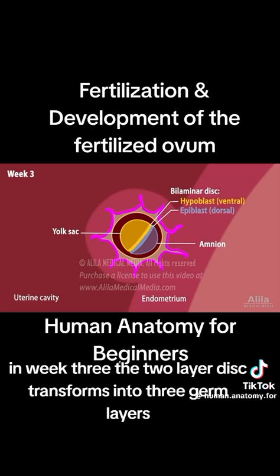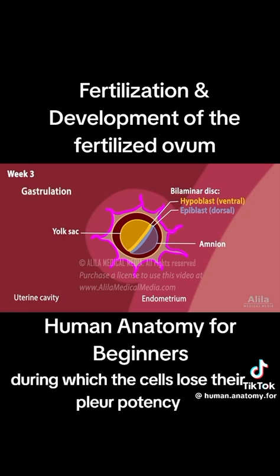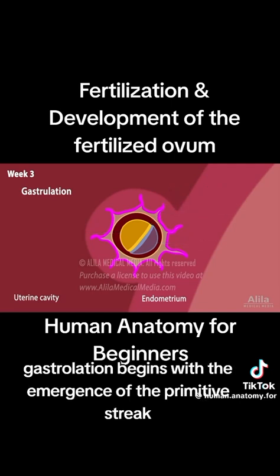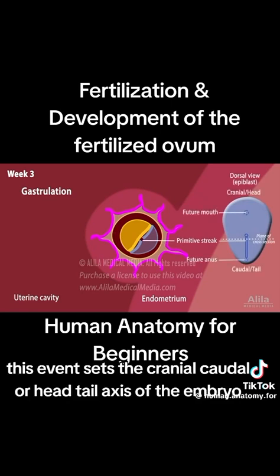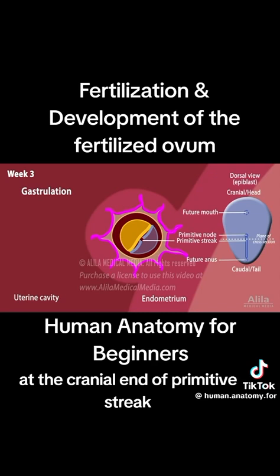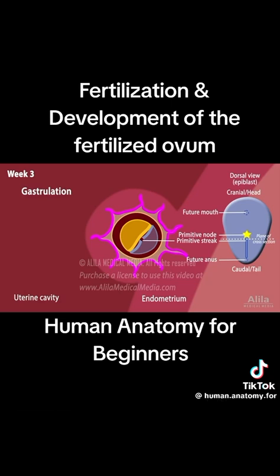In week 3, the two-layered disc transforms into 3 germ layers through the process of gastrulation, during which the cells lose their pluripotency and become committed to a smaller number of cell types. Gastrulation begins with the emergence of the primitive streak on epiblast surface. This event sets the cranial caudal, or head-tail axis of the embryo. A so-called primitive node at the cranial end of primitive streak produces signaling factors that control the movement of cells.